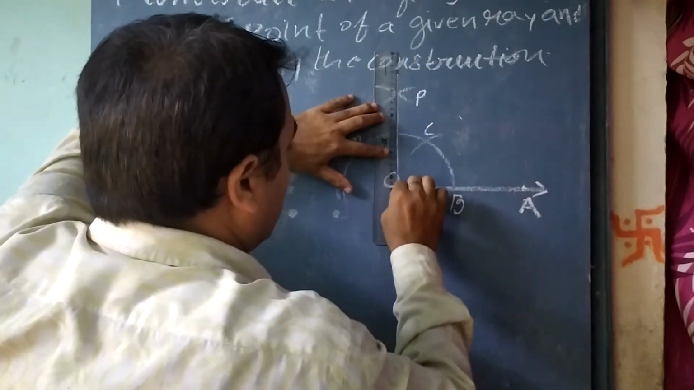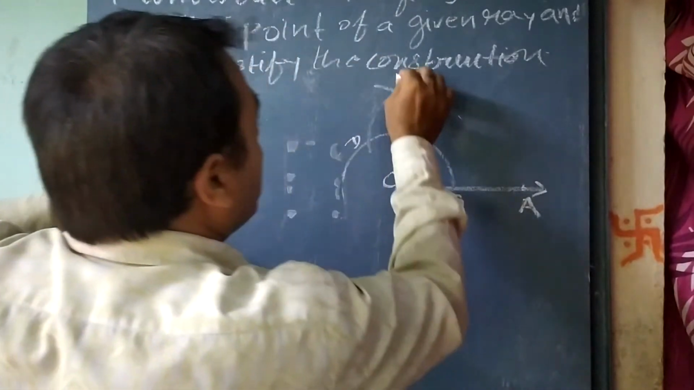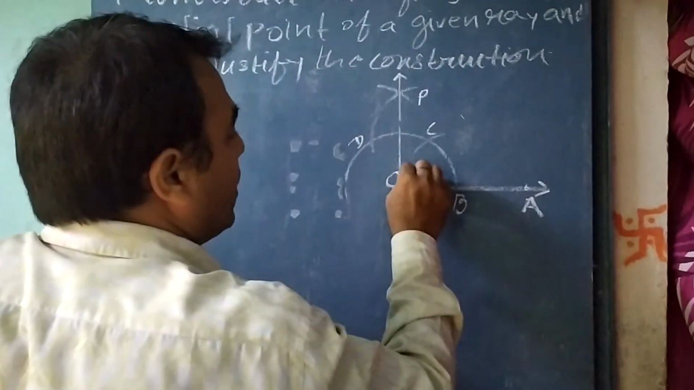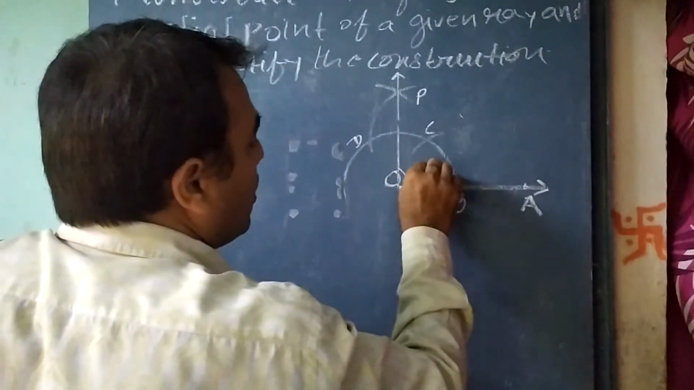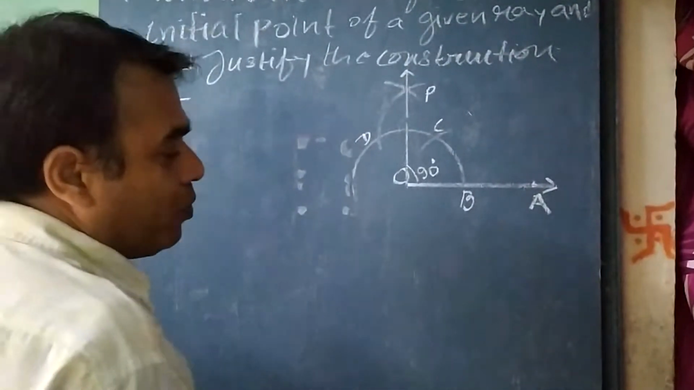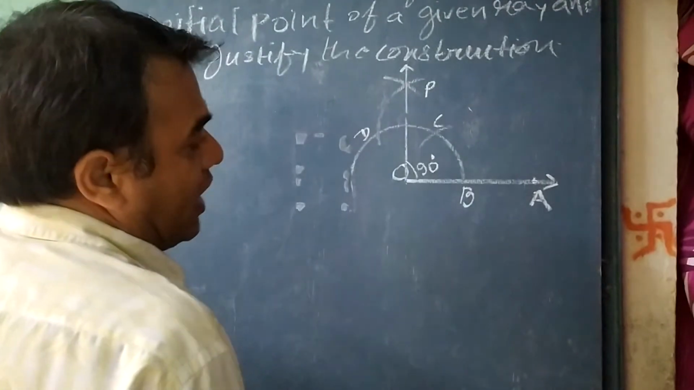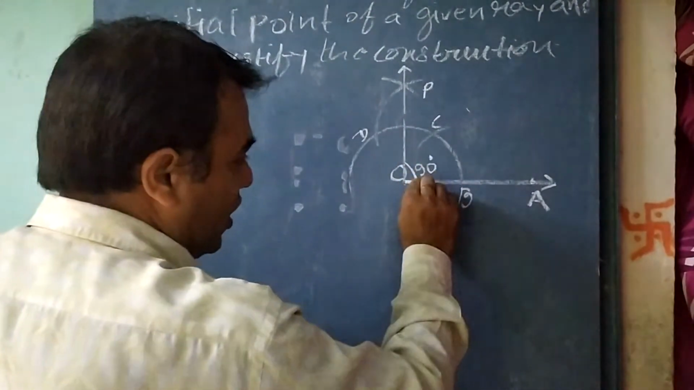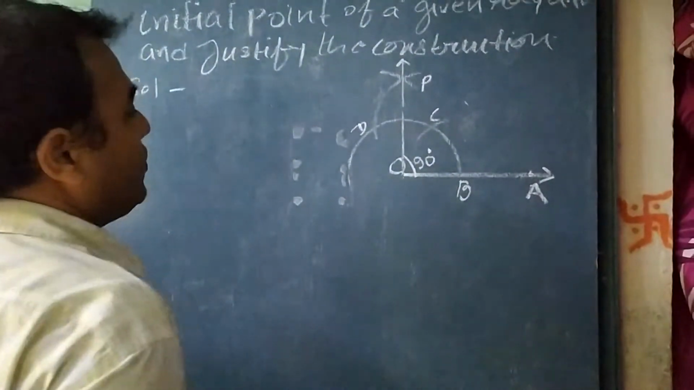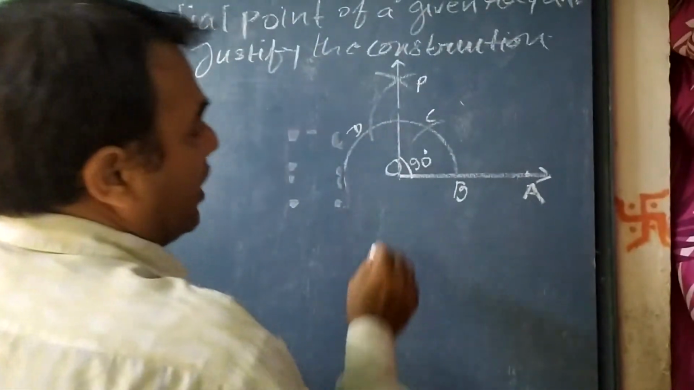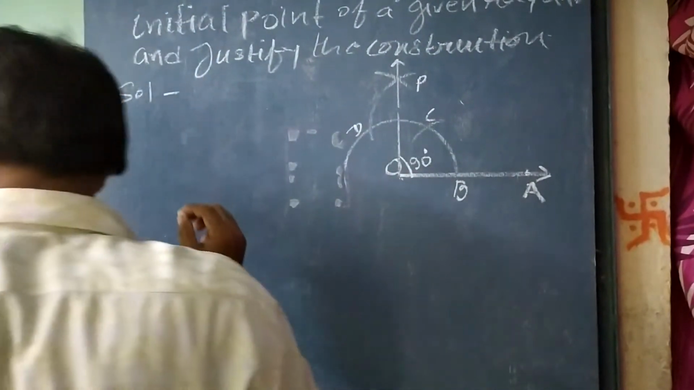So this is 90 degrees. What we have got is 90 degrees. Now we have to prove, to justify the answer. It is 90 degrees, so how will we justify? So, the justification.